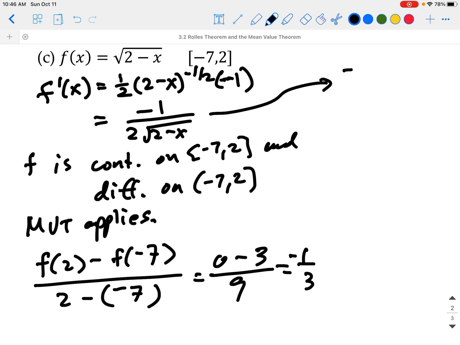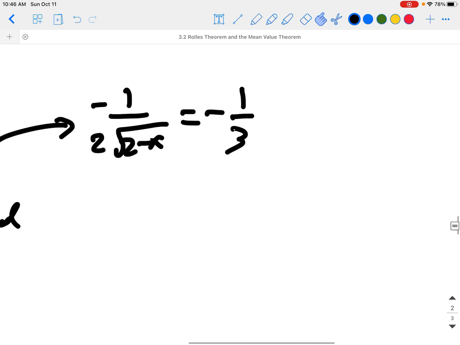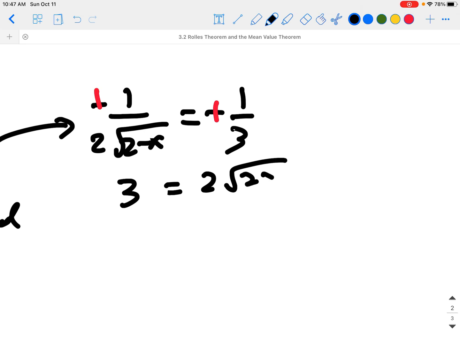Okay, so we want to find all values such that our slope is equal to negative 1/3. So let's go ahead and move that over. So we've got negative 1 over 2 radical 2 minus x is equal to negative 1 over 3. And now we can focus on this one. So we can cross multiply here and then cancel the negative signs, since clearly we can divide by negative 1. So we'll get 3 is equal to 2 radical 2 minus x. We can square both sides.